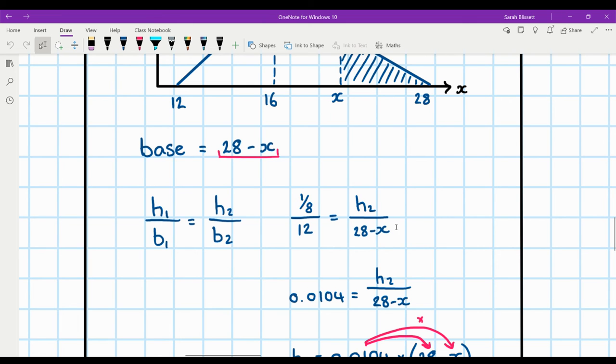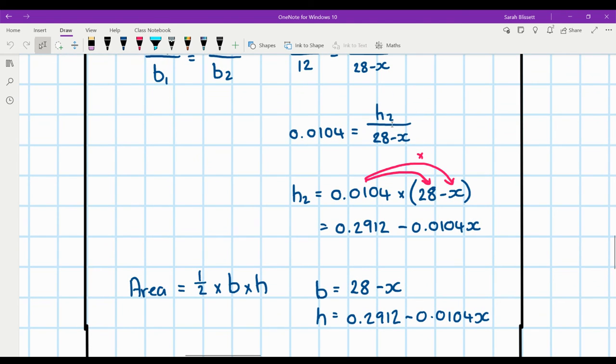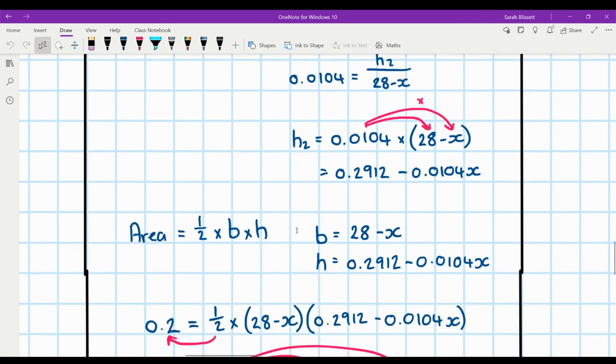So actually what we have here, when we have our h1 over b1 equals h2 over b2, is a base expression and we're trying to solve for the height of that triangle. But then, because we have an expression for the base, we're going to end up with an expression for the height also involving x. So we can solve that this way here. We can then use that expression for the base and the expression for the height for the area, to solve for our value of x.